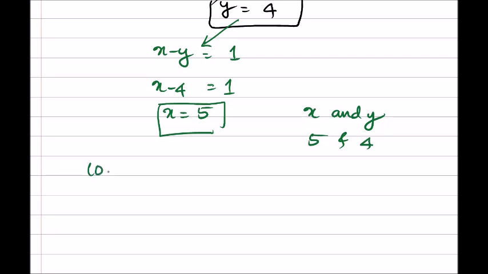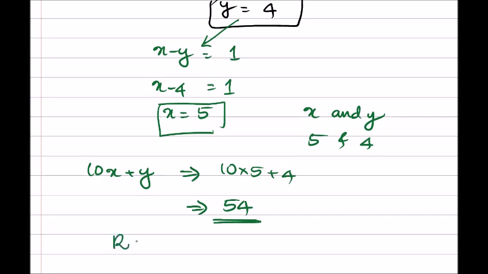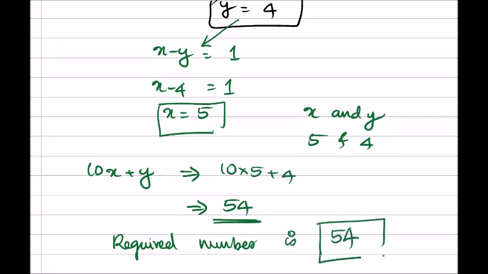So our original number is 10x plus y. That implies 10 into 5 plus 4, that is equal to 54. This is the number. The required number is 54. This is the final answer.